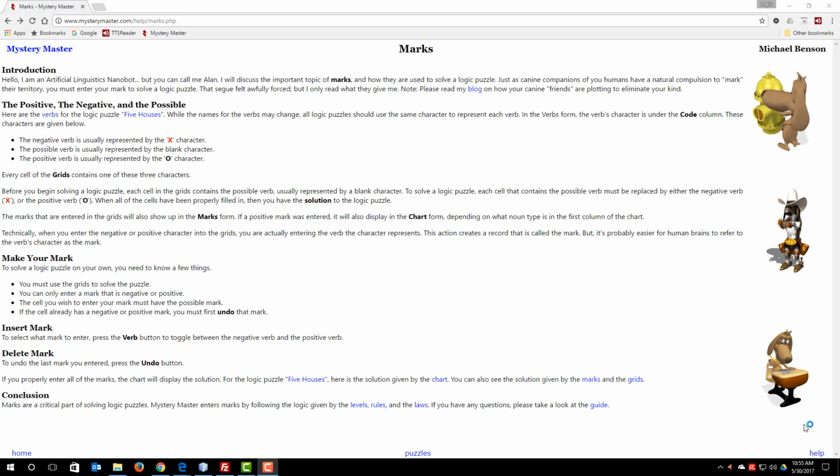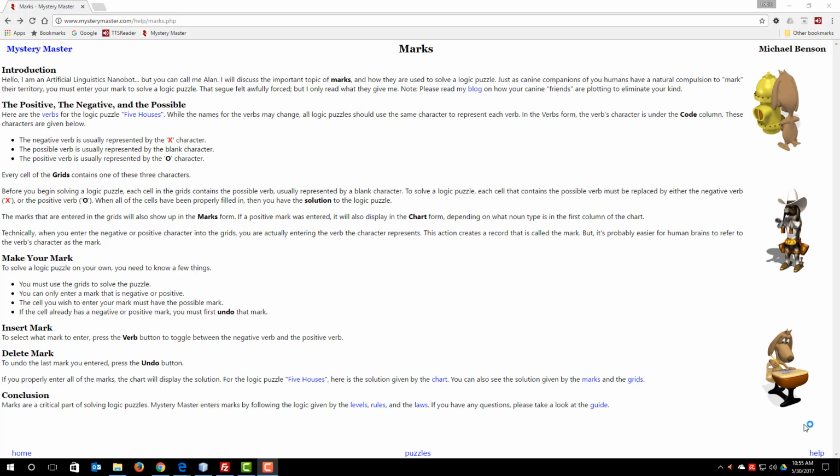Just as canine companions of you humans have a natural compulsion to mark their territory, you must enter your mark to solve a logic puzzle. That segue felt awfully forced, but I only read what they give me. Note: please read my blog on how your canine friends are plotting to eliminate your kind.